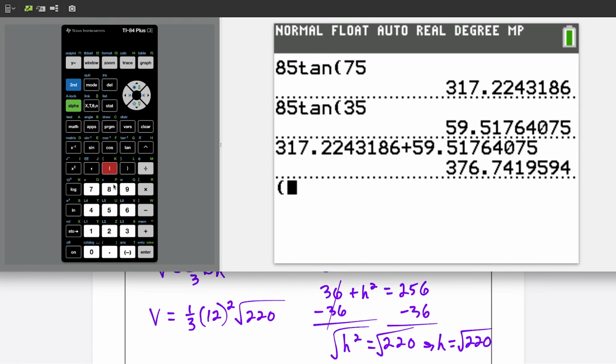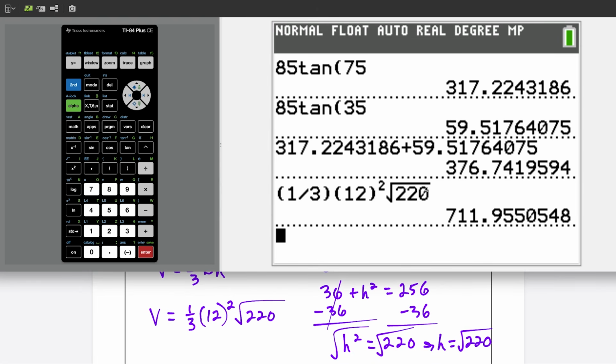So now we just type in, we have 1/3. And I like to just write something like 1/3 in parentheses just to play it safe. And then we're going to multiply by 12 squared. And remember, in math, parentheses means multiply. And then next, we're multiplying by the square root. I'm going to press second x squared. And then we have 220 going on the inside. And this is going to give us the volume of our pyramid.